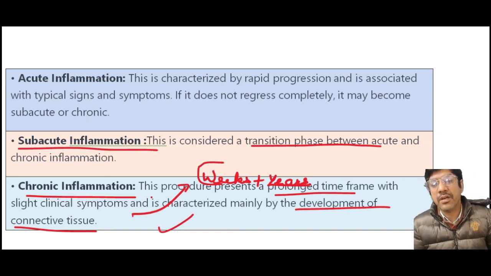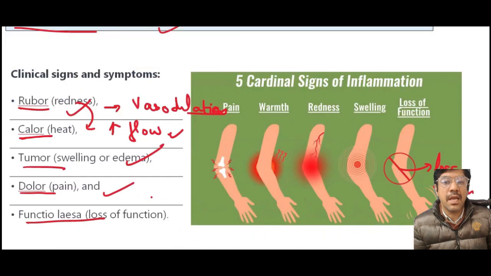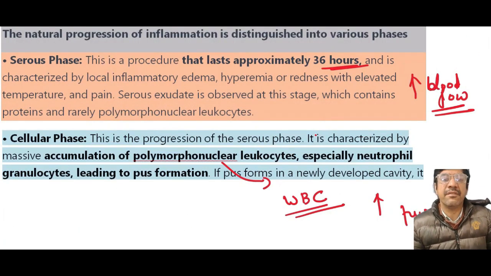So there would be development of the connective tissue. Chronic inflammation can arise due to the persistent infection and prolonged exposure to irritants. Now let us discuss what are the phases of the inflammation.